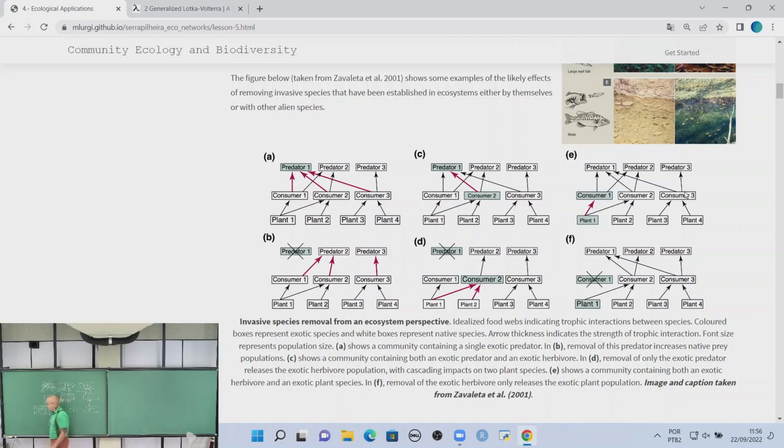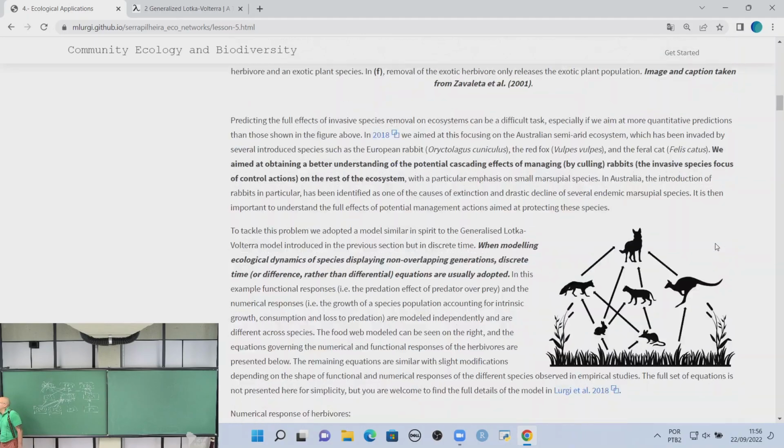Cool. So as I said, one of the things we wanted to do was to better understand what could be the consequences of managing an invasive species, in particular in this ecosystem, the Australian semi-arid ecosystem. This is obviously a simplified characterization of that whole system, but it was complex enough to try to understand the consequences of removing a highly invasive species. In this system, we have three invasive species: the European rabbit, the red fox, and the feral cat. All of these are not native to Australia, but they are super abundant, especially in this part of Australia.